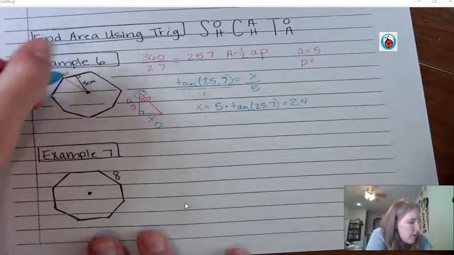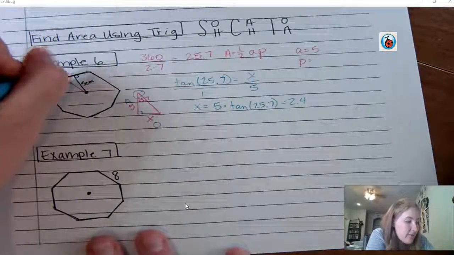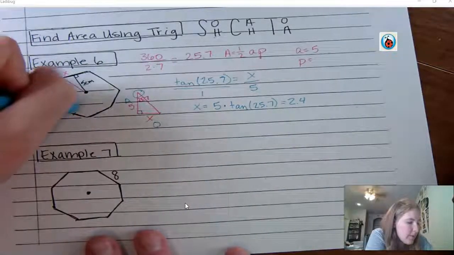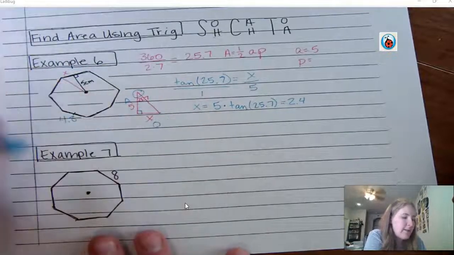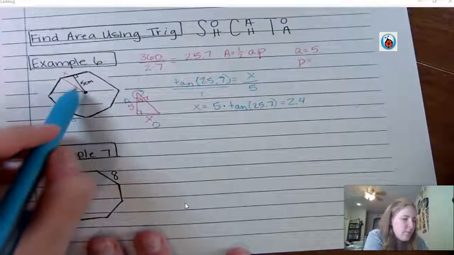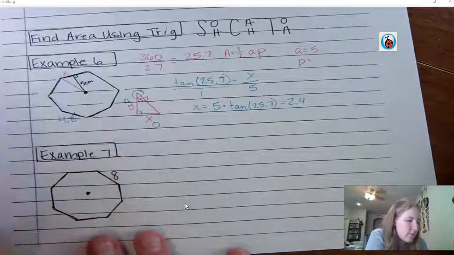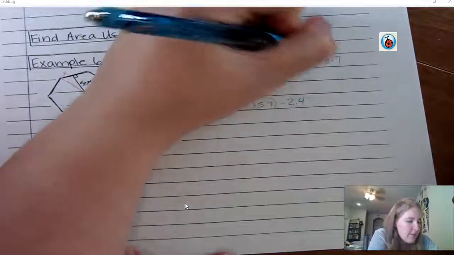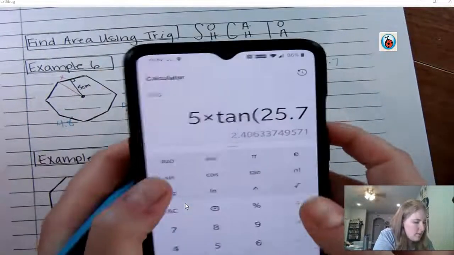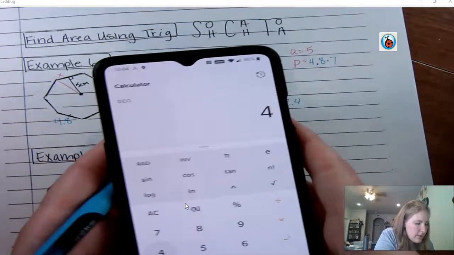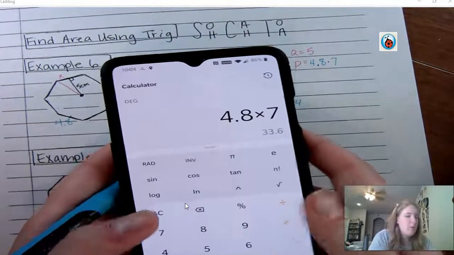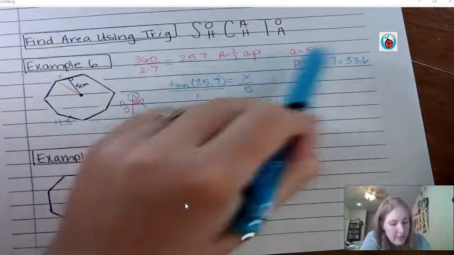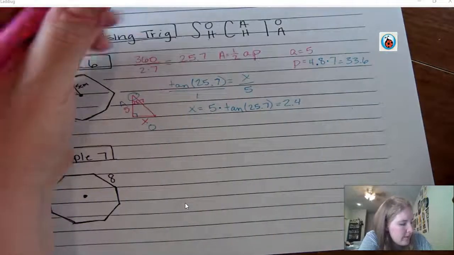Alright, so we know that if 1/2 of a side is 2.4, then when we multiply that by 2, we get 4.8 for one side length. Right? Does that make sense? 2.4 is this long. We want the whole thing, so 4.8. There's 7 sides, so to find the perimeter, we take 4.8 and multiply it by 7. So I will do that. 4.8 times 7. You get 33.6. That's going to be your perimeter. So now you have everything you need to solve.